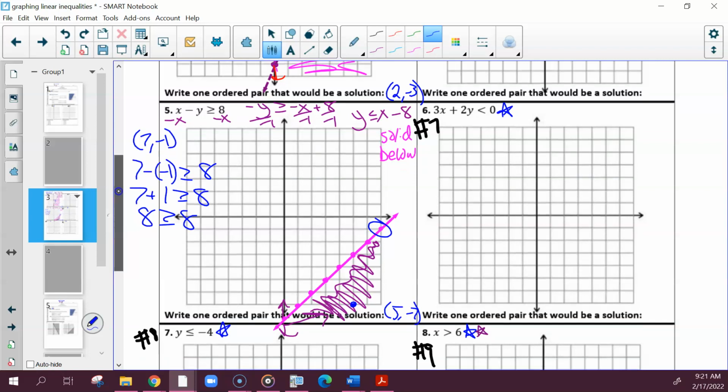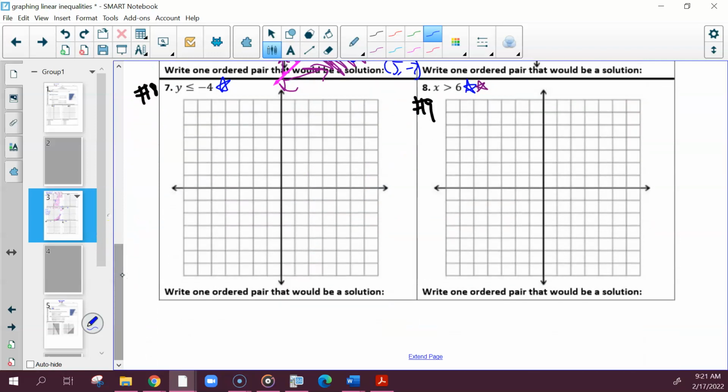Okay, jump down to number 8. For number 8, these are just x and y, so these will not be diagonal lines. They'll be straight, horizontal or vertical. For 8, would it be horizontal or vertical? Vertical. If you need to write your point of x, do that. So this would be a vertical line at 6. Would this be dashed or solid? Dash.